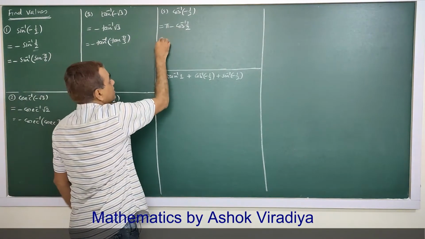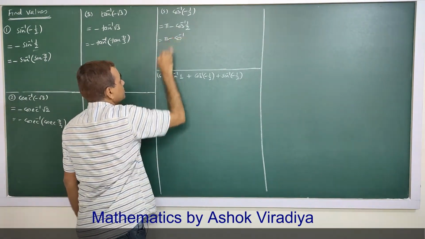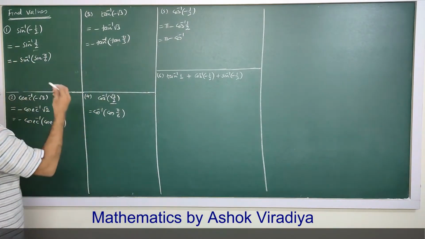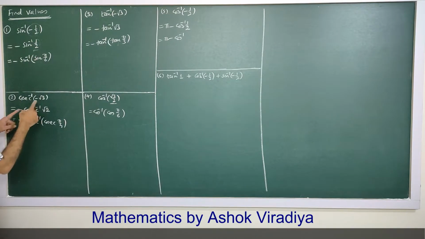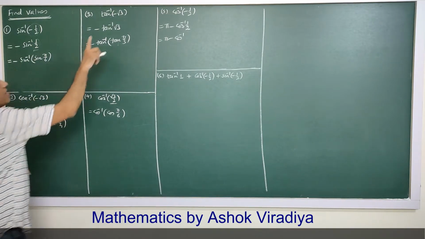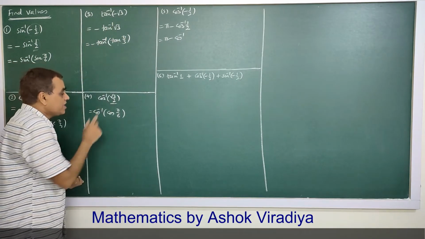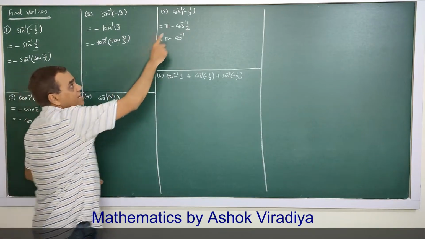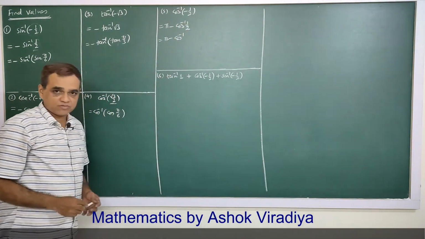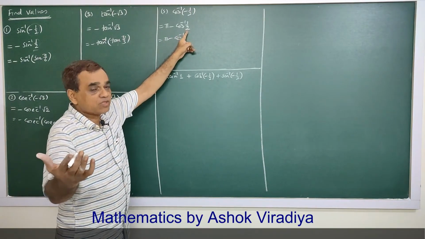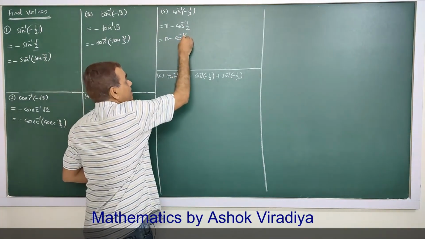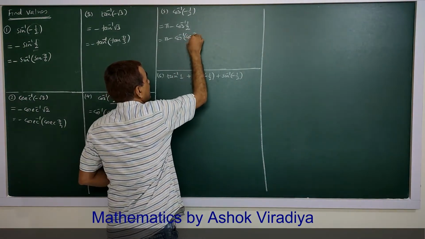Here outer is cos inverse. See, everywhere first of all we have converted this negative number into positive. Negative into positive. Negative into positive. Here already positive given. Negative into positive. And after getting positive, you know the values. 1 by 2 is the value of cos pi by 3.